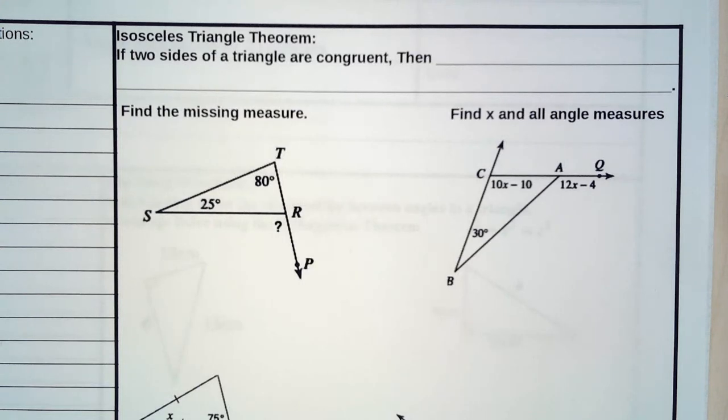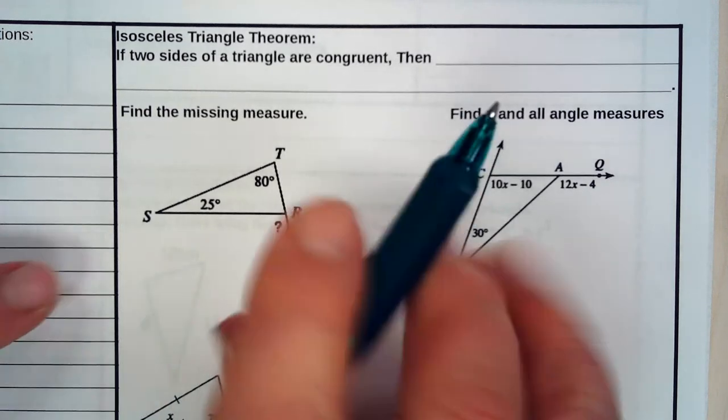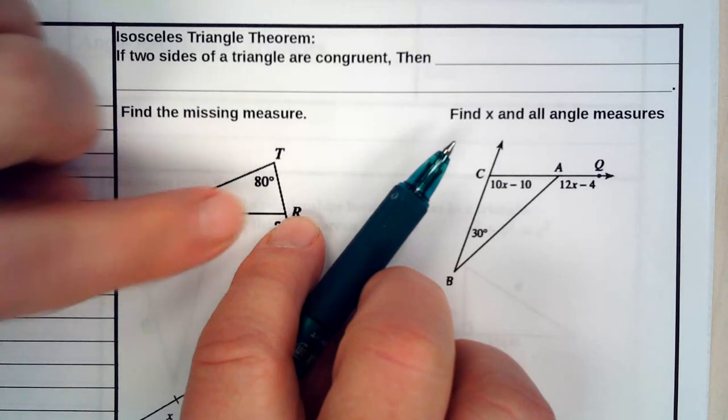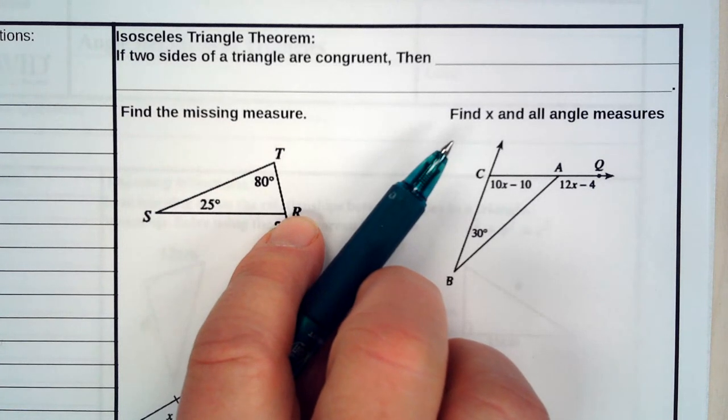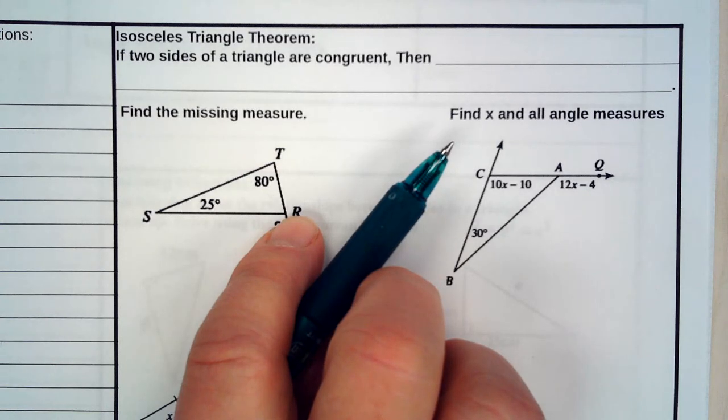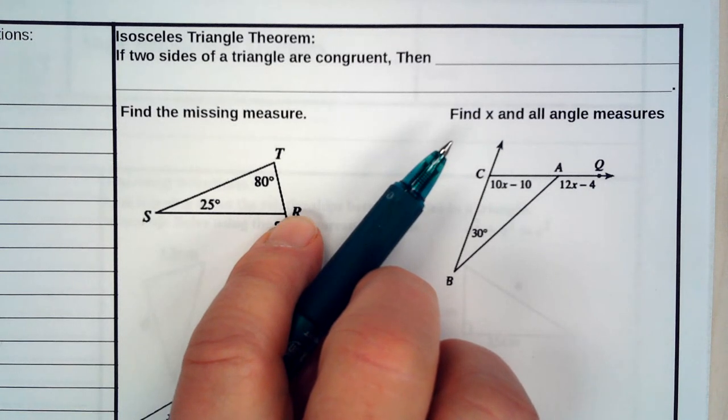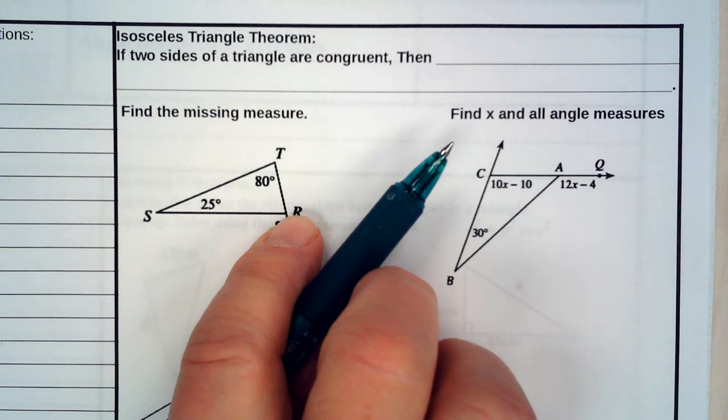If two sides of the triangle are congruent, then... Okay, so think of a triangle. I've got this triangle, I've got these two angles that are congruent. It's not in this case, but pretend it is. What do you think is going to happen with the two angles that are attached, those base angles? Well, they're going to be congruent. If two sides of a triangle are congruent, then the two angles opposite the congruent sides are congruent.